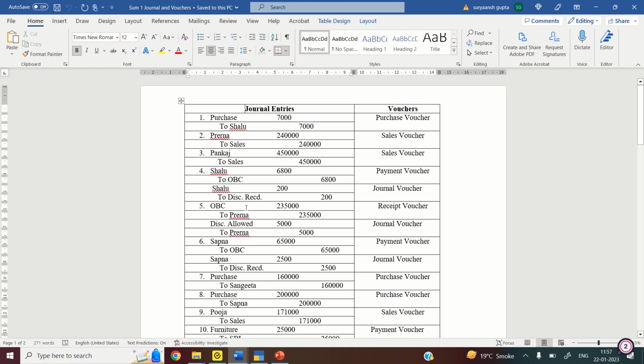Now the fifth adjustment. It is said that we have received from Prerna 2,35,000 in full settlement in the second transaction. Okay. So from Prerna we should receive 2,40,000, but we have received 2,35,000. So 5,000 is discount. As you can see in the fifth point, there are two journal entries. One is the receipt of payment, that is OBC to Prerna 2,35,000, and we have allowed a discount. So the entry is discount allowed to Prerna. So one will come in the receipt voucher and another will come in the journal voucher.